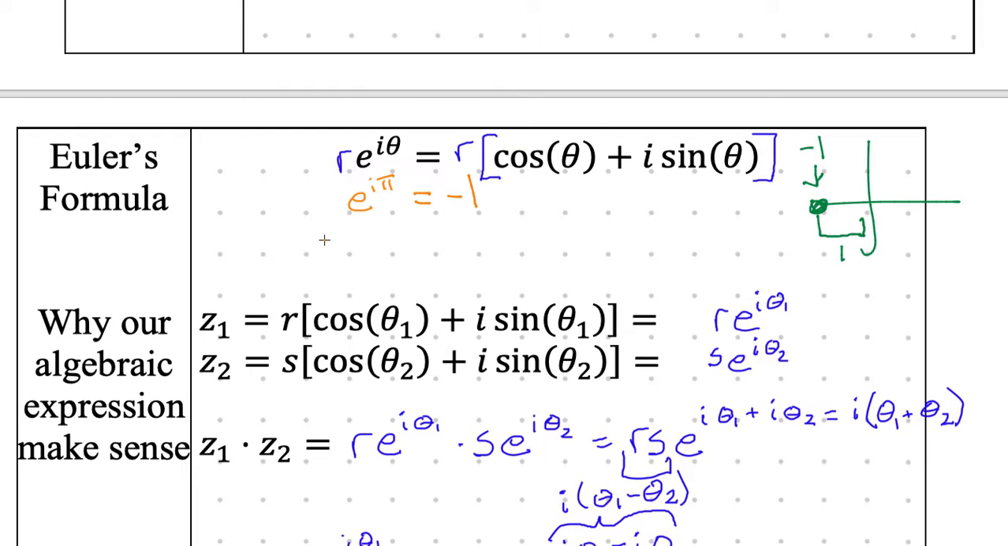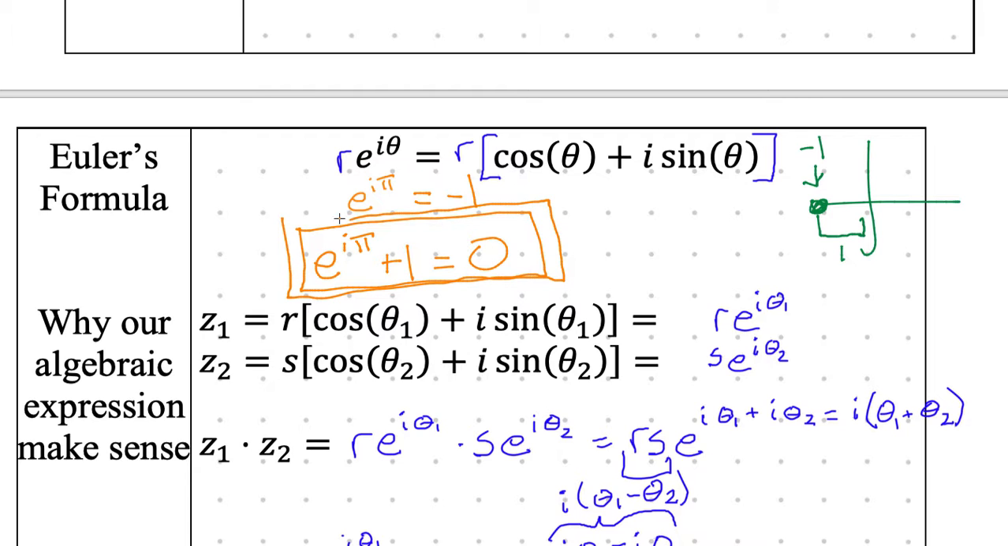Here we go. If I add 1 to both sides, make this nice and big, because it is the most beautiful thing you'll ever see mathematically in your lives. e to the i pi plus 1 equals 0. Box this, double box it. This is beautiful.